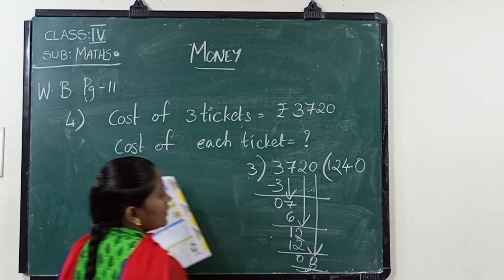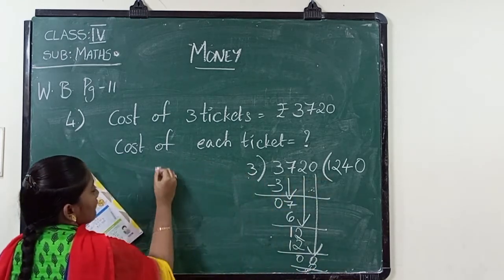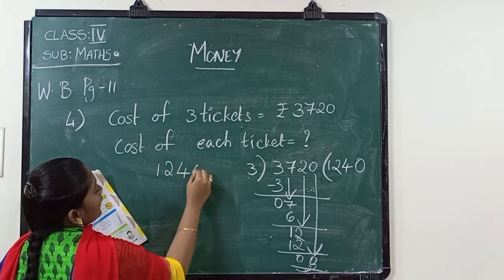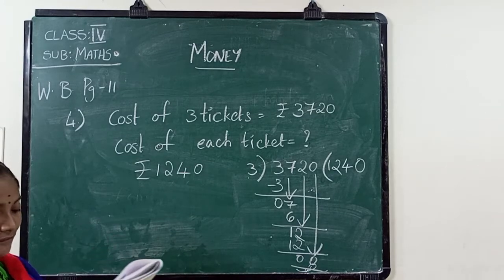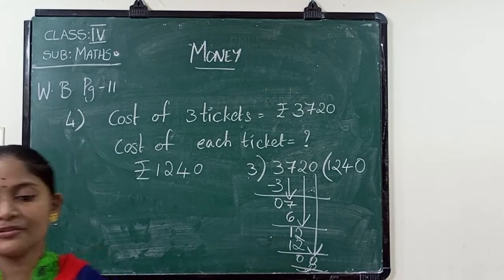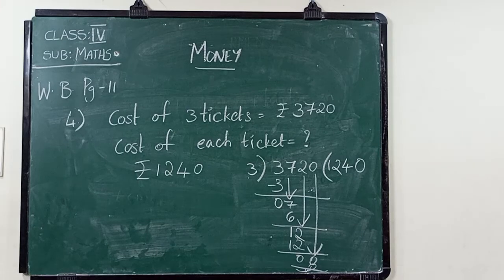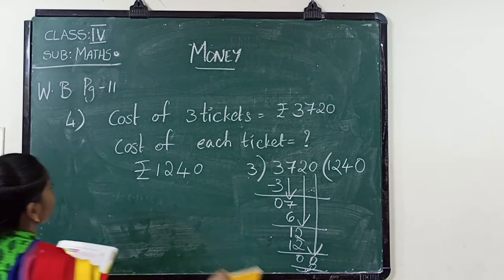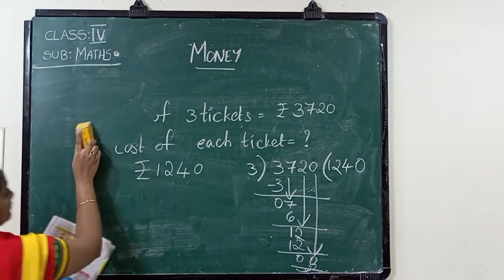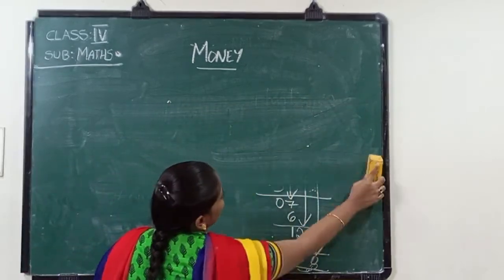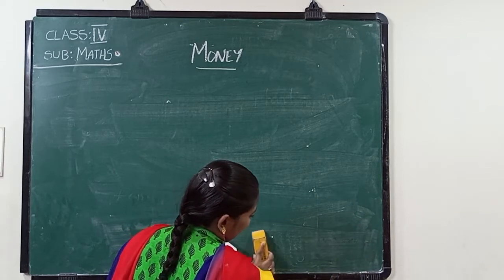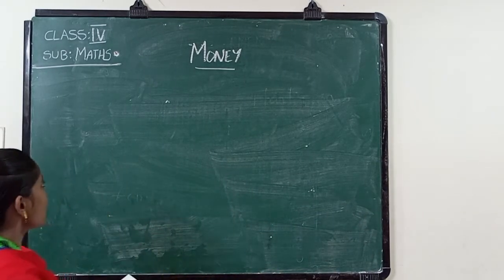So what is the answer here? 1,240. Cost of one ticket is 1,240. Now all of you take out your maths activity book, page number 9.